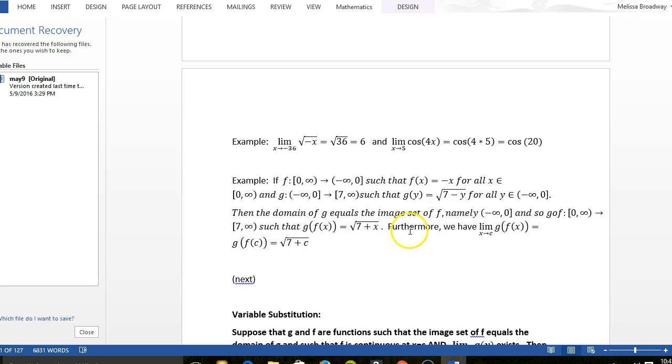Okay. Furthermore, we have the limit as x goes to c of g of f of x equals g of f of c, which is radical 7 plus c. When I say radical, I mean square root, okay? And so that's just an example illustrating all this.